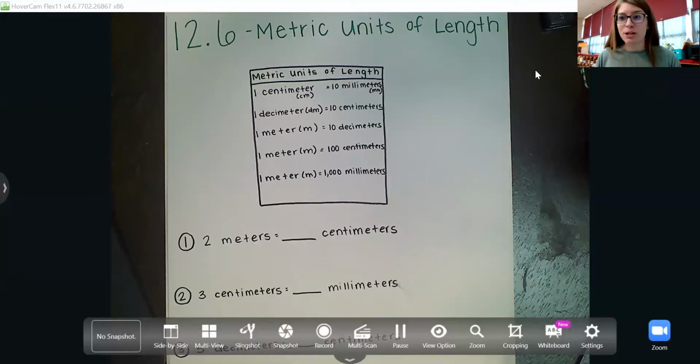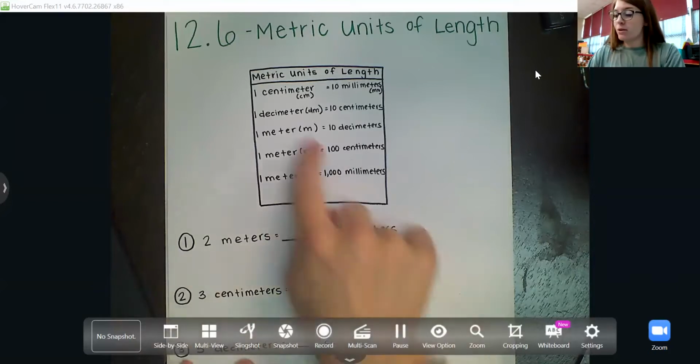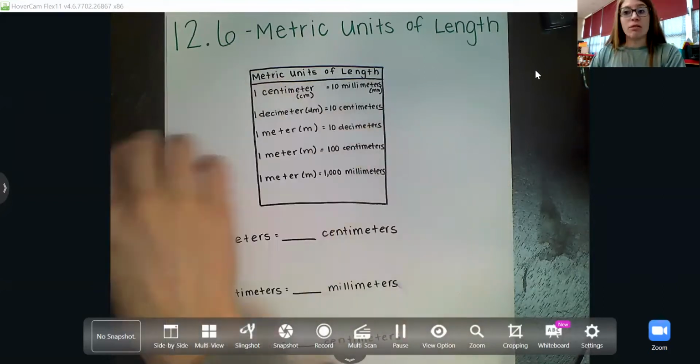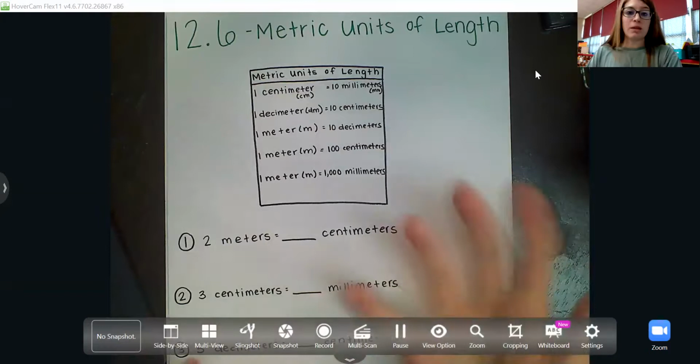Yesterday we had our mid-chapter. Tuesday, we have a new lesson today. So 12.6, and now we're going to start getting into the metric units of measurement, which is what they use pretty much everywhere else except here. So we're talking about metric units of length today, how we measure how long things are in metric.